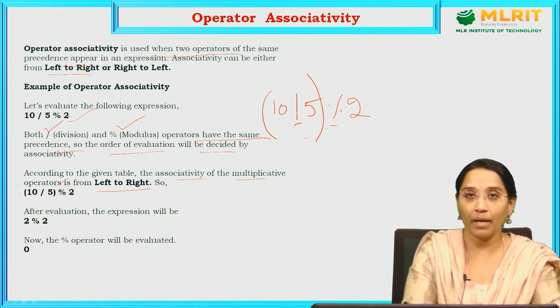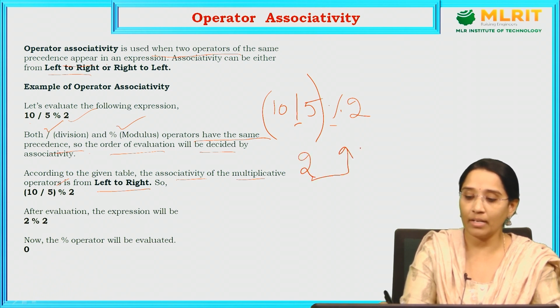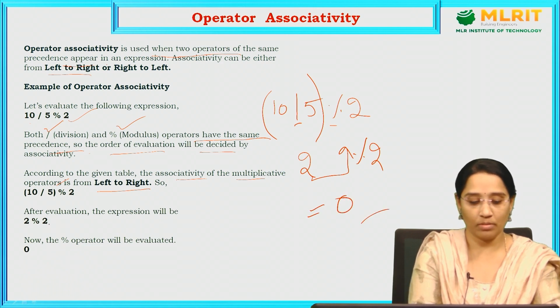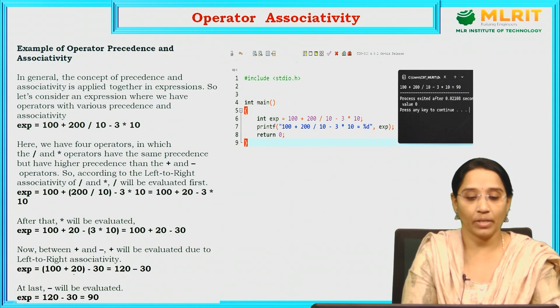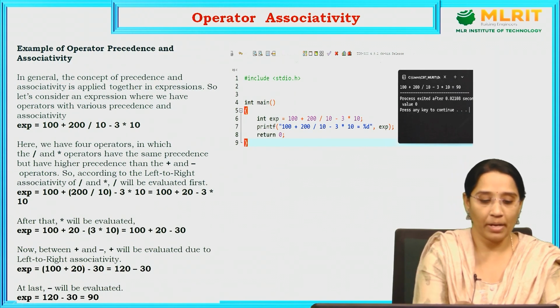So 10 by 5 will be evaluated first. Next, 2. After that, modulus 2. 2 modulus 2, the answer will be 0. Then it will be evaluated and you will get the answer as 0. Next one, associativity of operators, with another example.